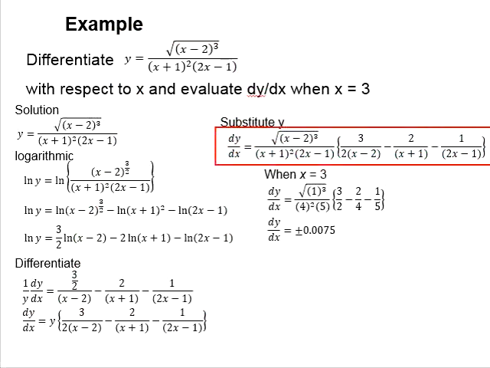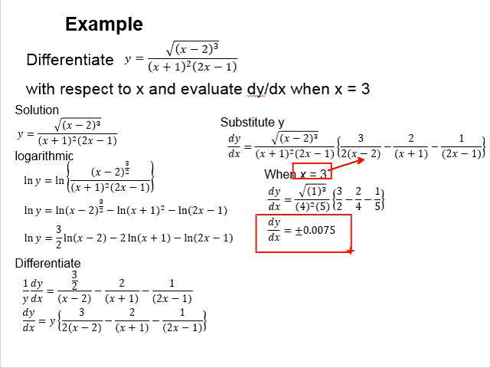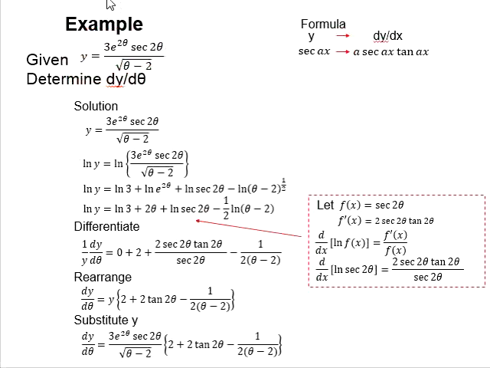From the equation here, there is only x, and you are given x is equal to 3. You will substitute x equals 3 into the equation, and you get dy dx equals plus minus 0.0075. The plus minus here is due to the square root of this. When you adopt x equals 3, the dy dx here can be in the positive and the negative term.